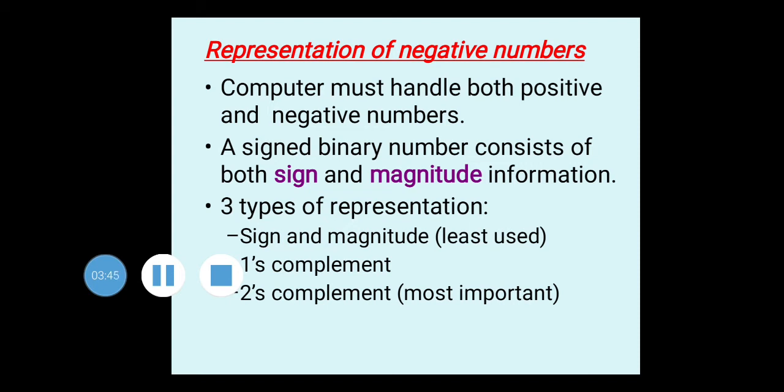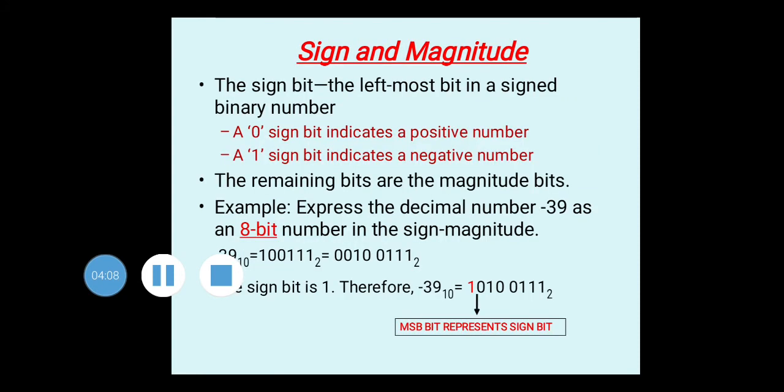But that is least used. The mostly used representations for negative numbers are the one's complement method and the two's complement method. Widely used is only the two's complement method. We are going to see all these methods in detail in the coming slides. First we will discuss the sign and magnitude representation.